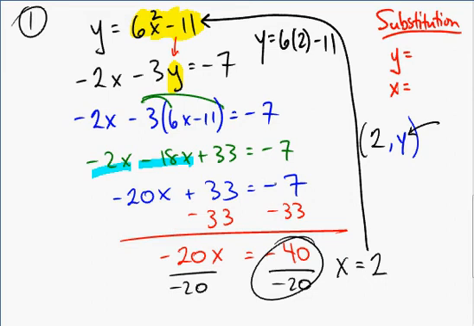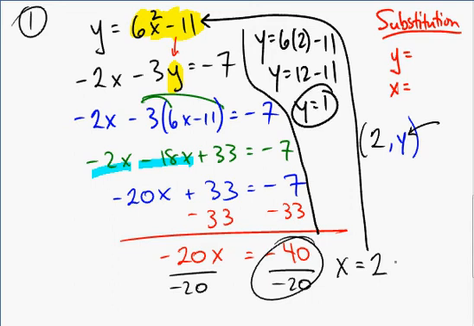Put a 2 here. Y equals 12 minus 11, right? Which is 1. You don't have to graph it. Solution is 2, comma 1. Any questions?